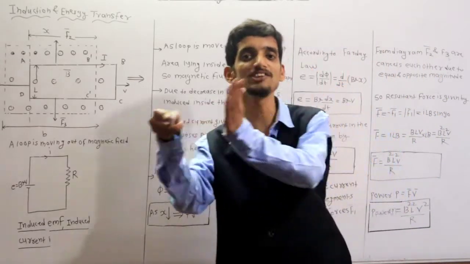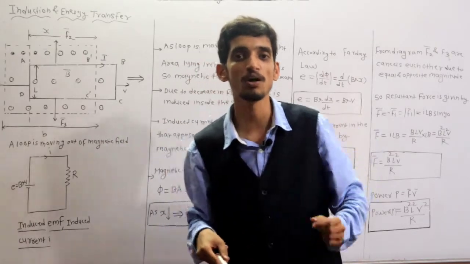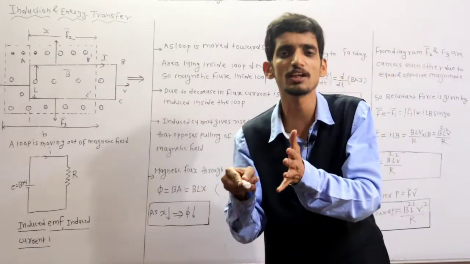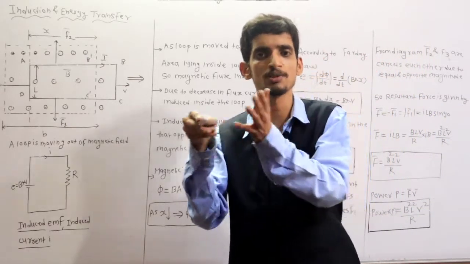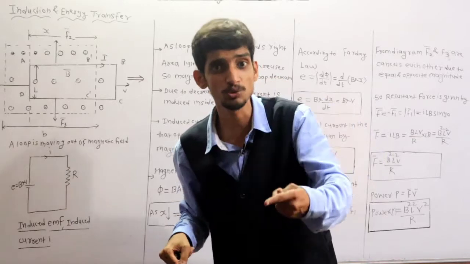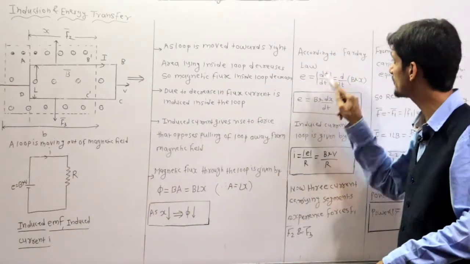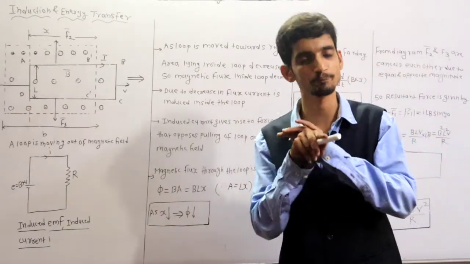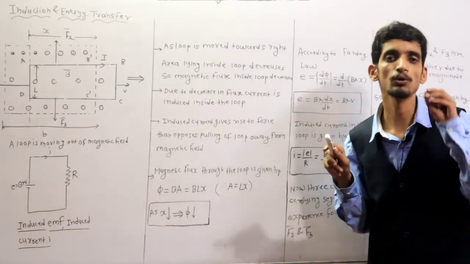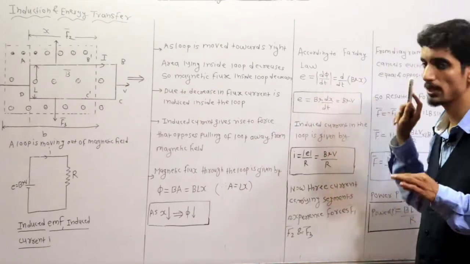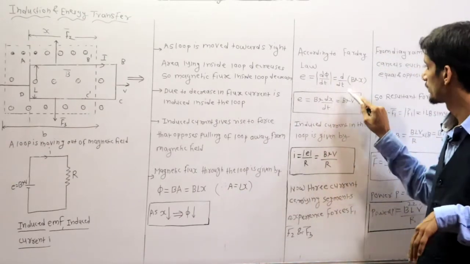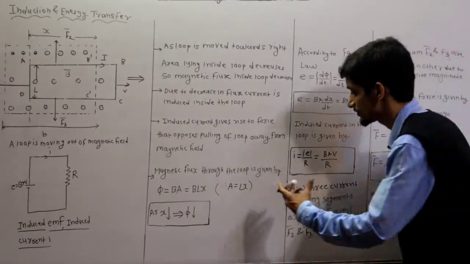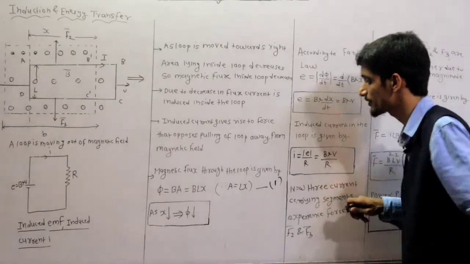As there is a change in the flux, as per Faraday's law, EMF is induced, because whenever there is a change in the flux associated with any loop or any system of conductors, EMF is induced in those conductors. That EMF is given by mod of d phi by dt, because now we are not dealing with sign, we want only magnitude. Now what is phi? Actually phi is BLX from this equation, equation number 1.